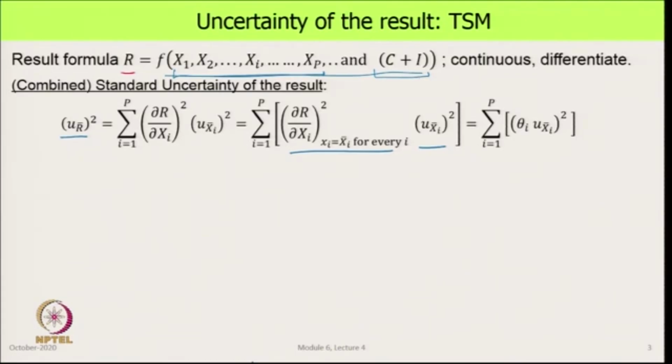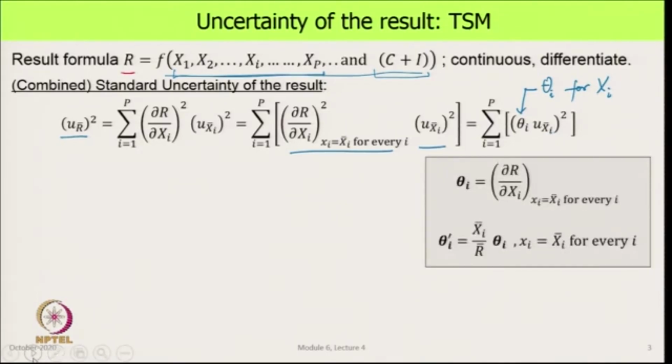And then we defined theta I, which is the sensitivity coefficient for the parameter x I, and so the expression became u r bar squared is equal to the summation of theta I u x I bar, whole squared, for all the terms. So, we have defined theta I, the sensitivity coefficients, and the non-dimensional or the relative sensitivity coefficient.